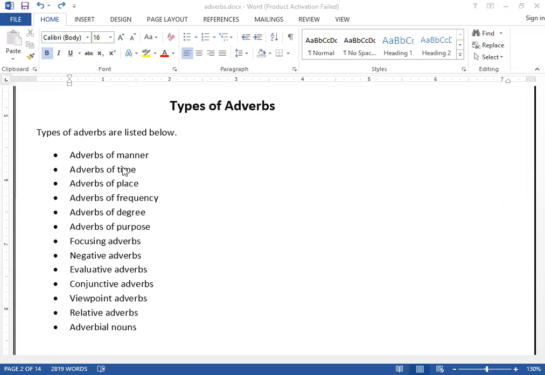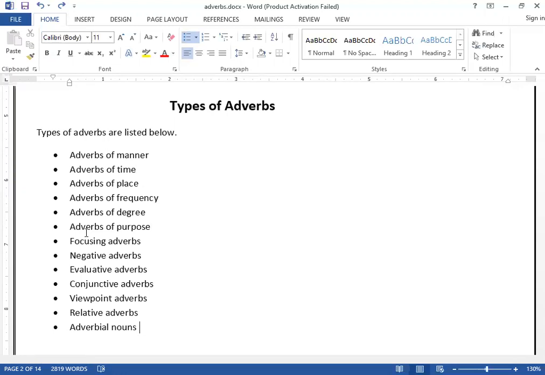Among them, there is adverb of manner. We will talk, inshallah, about adverb of manner, adverb of time, adverb of place, adverb of frequency, adverb of degree, adverb of purpose, focusing adverbs, negative adverbs, abbreviative adverbs, conjunctive adverbs, viewpoint adverbs, relative adverbs, and adverbial nouns. So inshallah, we will study these types of adverbs. So let's move towards the first type of adverb.